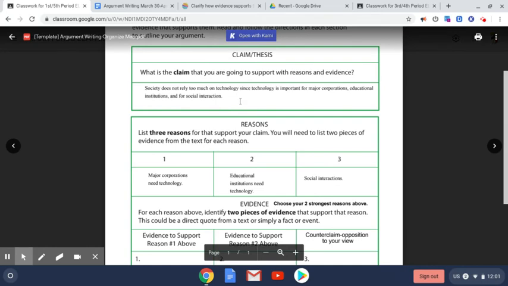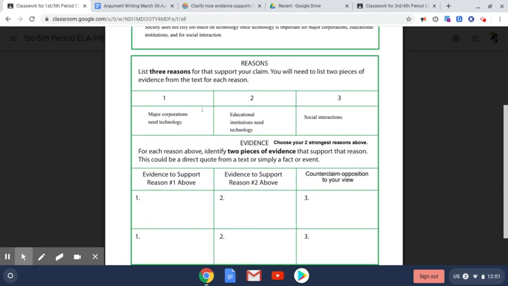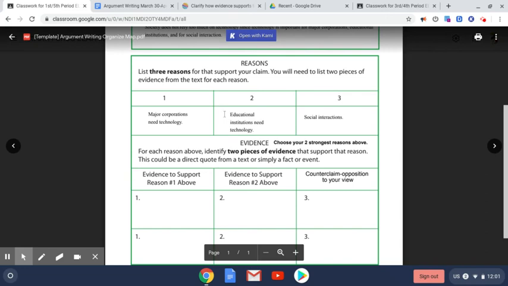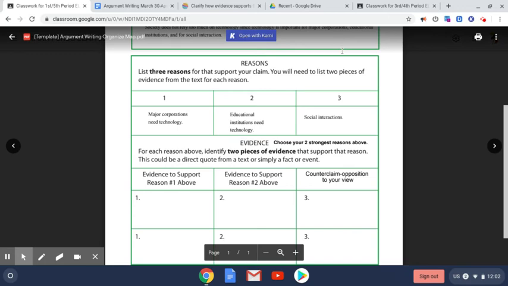I wrote my claim in which I said society does not rely too much on technology since technology is important for major corporations, educational institutions, and for social interactions. And then I posted my three reasons that are supporting my claim. Major corporations need technology, educational institutions need technology, and people use technology for social interactions. So now what I need to do today is go find evidence that supports those reasons.